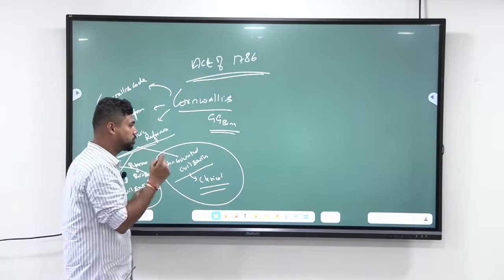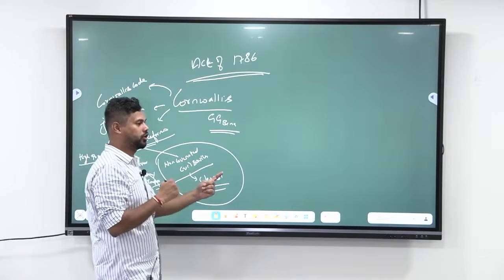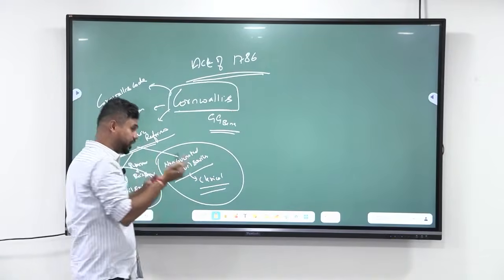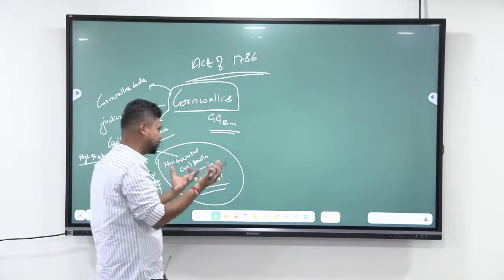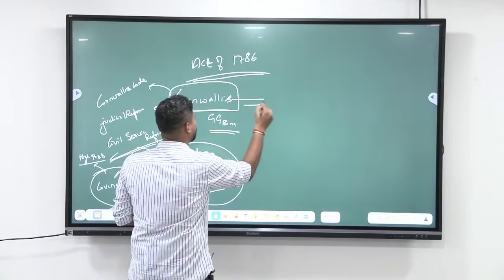However, Cornwallis was also a very good administrator from the British point of view. And because he was a very good administrator from the British point of view, not from the Indian point of view, he demanded a few conditions.